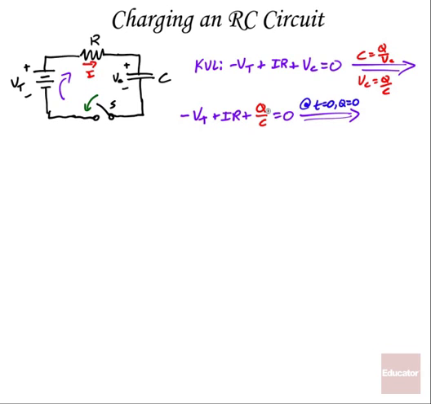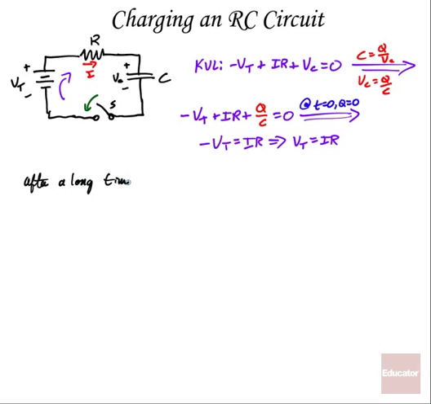If that's the case, that term is going to go to 0, and we get minus VT equals IR, or VT equals IR. What does that mean? That's the same as if there was no capacitor in the circuit. Initially, you could pretend the capacitor's not there. It's just a wire.